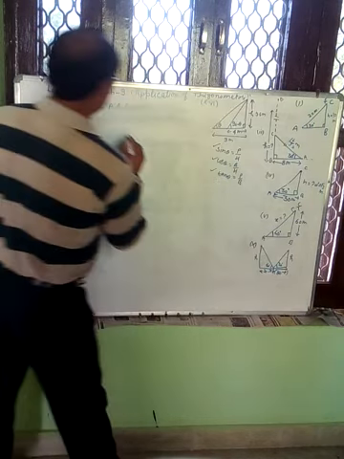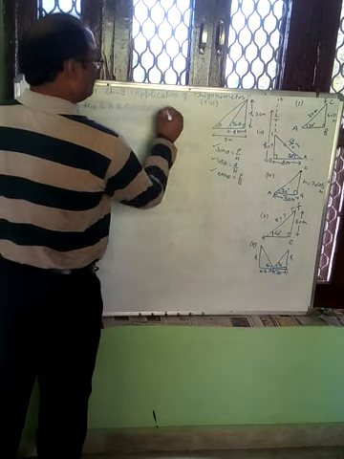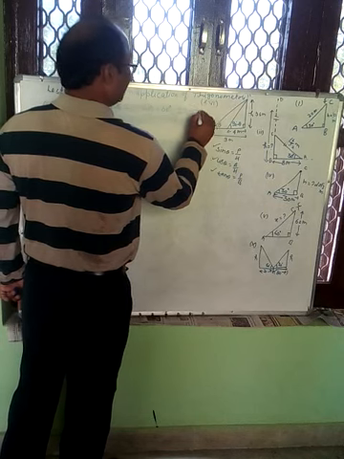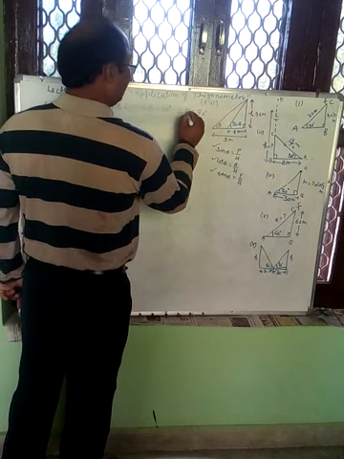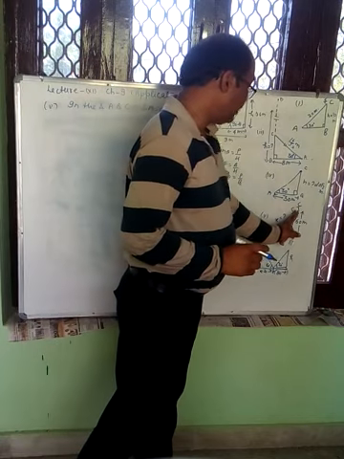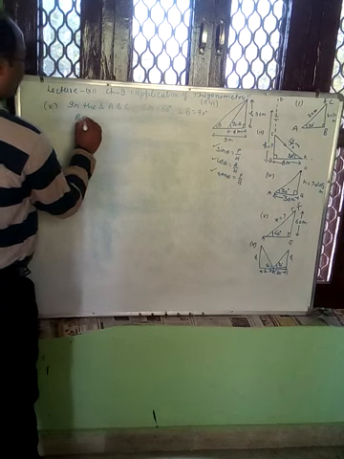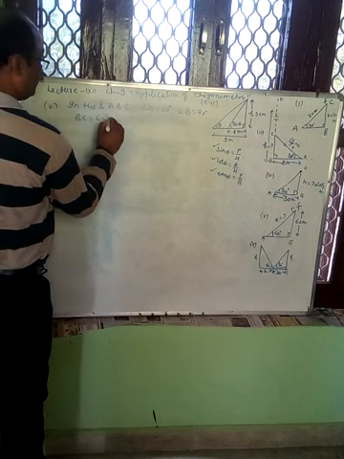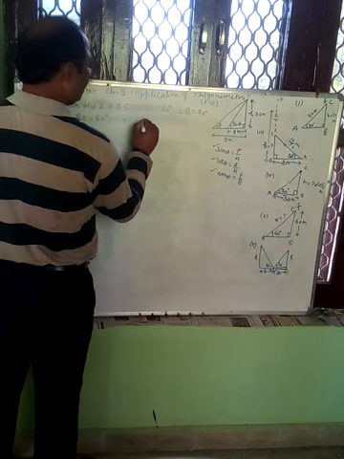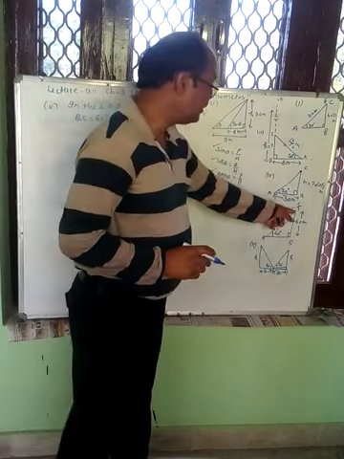Angle A is 60 degrees, angle B is 90 degrees, and the height BC is equal to 60 meters. We want to find AC. We want to find this length.